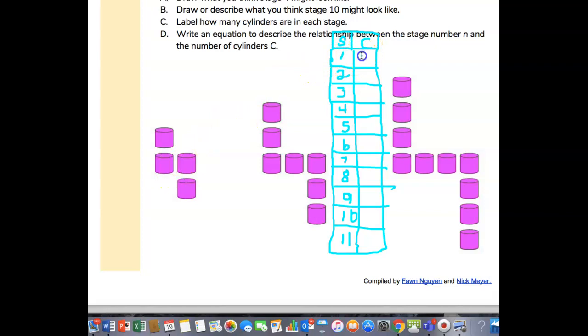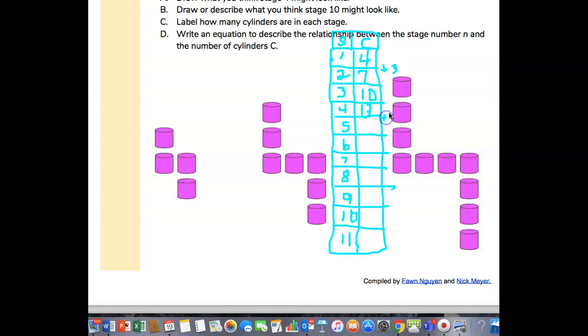So if you remember, well, we can look right here. Stage 1 had 4 cylinders, right? Stage 2, we said, had 7. Stage 3 had 10. And then we got to stage 4, which was 13. All right, so we can look for patterns here. What did we do to 4 to get to 7? We added 3. What did we do to 7 to get to 10? Add 3. 10 to 13, add 3, and that's going to be all the way down.